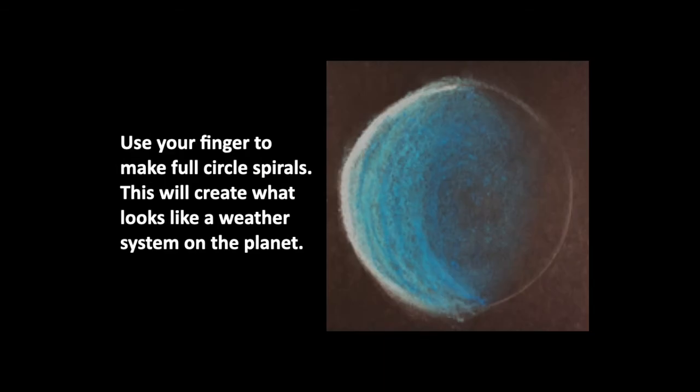Use your finger to make full circle spirals. This will create what looks like a weather system on the planet.